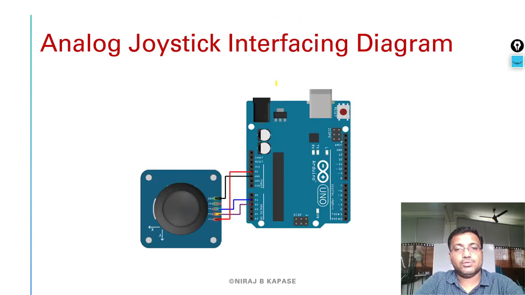So here is an interfacing diagram of the joystick. You can interface it with the analog outputs. Here +5 is given, and ground is given. I have not connected the selection switch, but I have connected only X out and Y out. X out is given to A1 and Y out is given to A2.